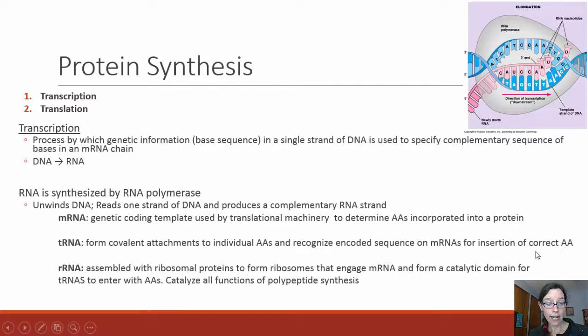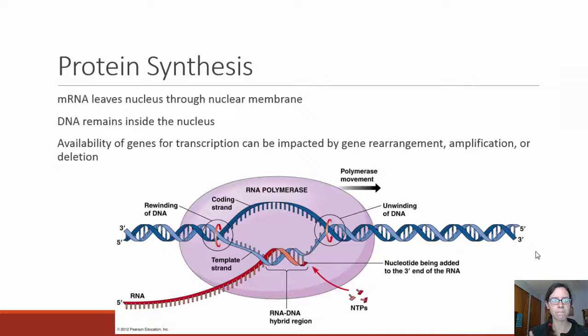We also have tRNA, which form covalent attachments to individual amino acids and recognize the sequence on RNAs for insertion of the correct amino acid. And we'll go into more detail of that moving forward. And then we also have ribosomal RNA, or rRNA. And these are assembled with ribosomal proteins to form ribosomes that engage the mRNA and form a catalytic domain so that tRNAs can enter with the amino acids. And again, I have more visuals coming up, so hopefully that'll make more sense.